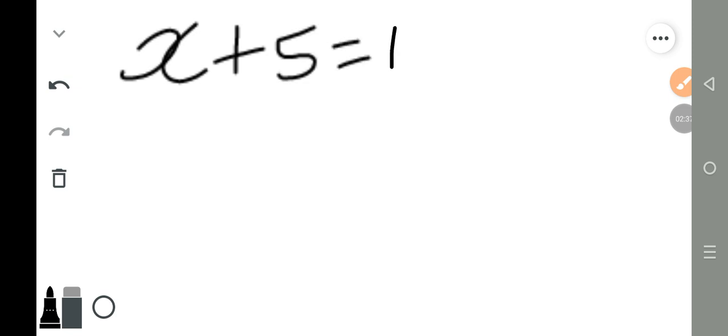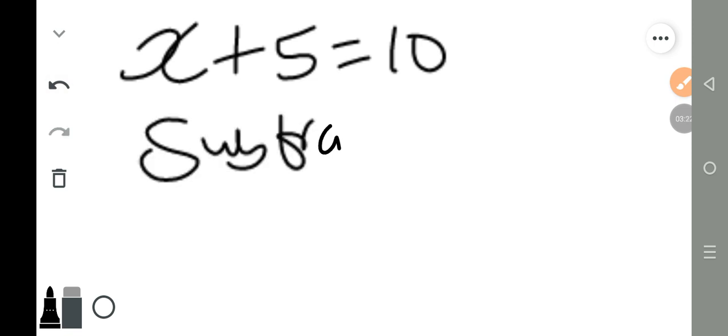A more practical example. That is x plus 5 equals 10. One thing you need to know about equations like this is that you need to balance your equation. So whatever you do on the left hand side is what you also do on the right hand side. What are you going to do?